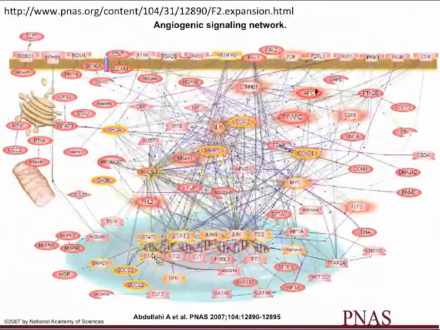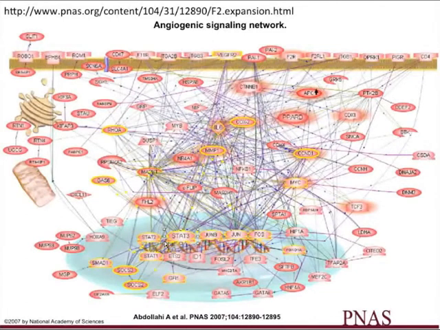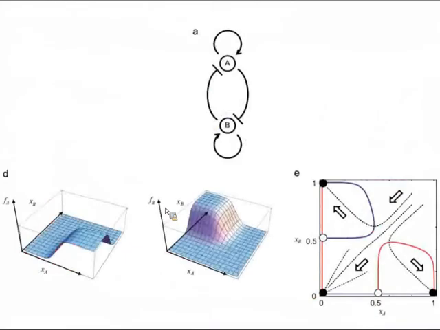Networks can be very complicated, and this actually isn't the most complicated network I found on the web, but this was one. There are lots of proteins, lots of genes that affect each other, and so we can get lots and lots of edges and lots of vertices. Quite complicated. So let's take a look at another simple case.